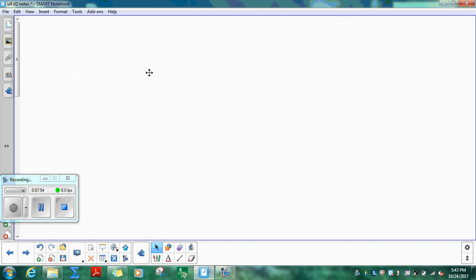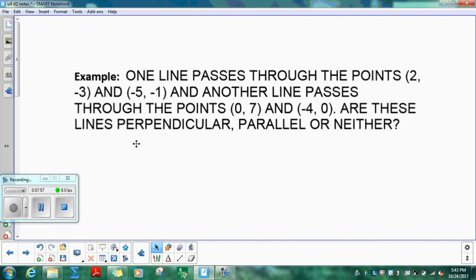And then, here's a question. Here's an example. This is an example of the kind of rigor questions you will see. Okay. It says one line passes through the points 2, -3, and it also passes through -5, -1, and another line passes through the points 0, 7, and -4, 0. It's asking if these lines are perpendicular, parallel, or neither. Well, to determine that, all I need is the slope for the two. So I just went ahead and wrote out line 1 and line 2, okay, just to figure it out.